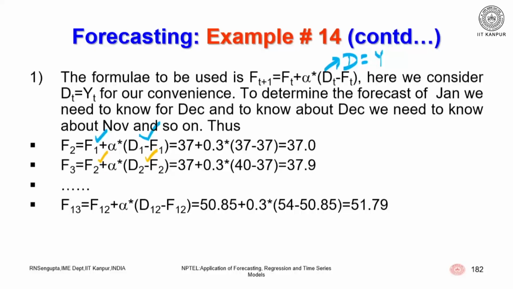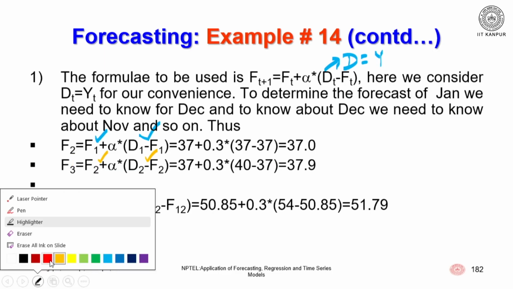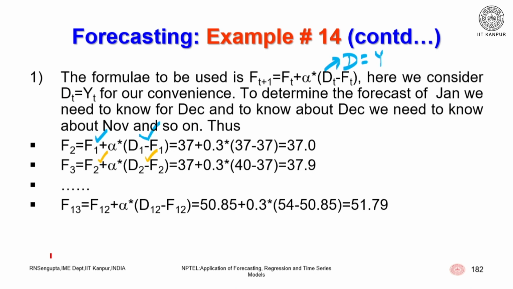Once we find F12, we utilize the value of F12 and D12, or Y12, and the same value of alpha to predict F13. So, this is what we are doing. Based on that, when I use this calculation, the value given is 30% or 0.3.